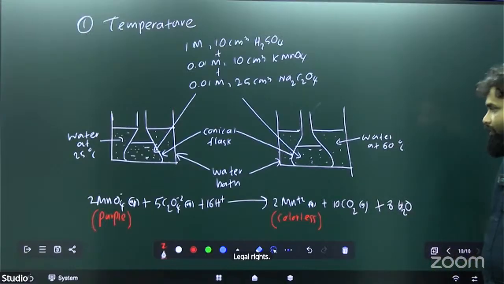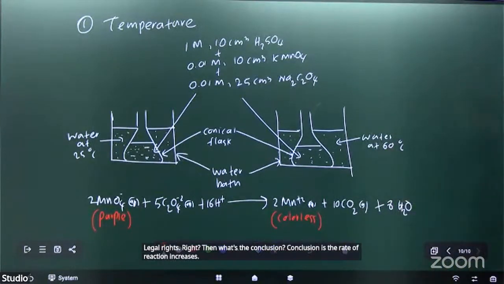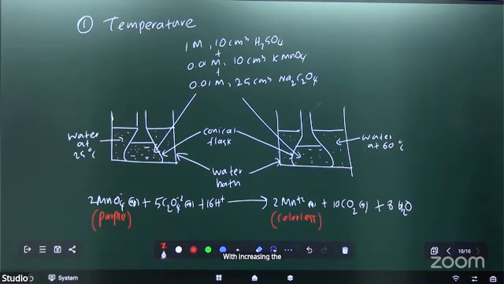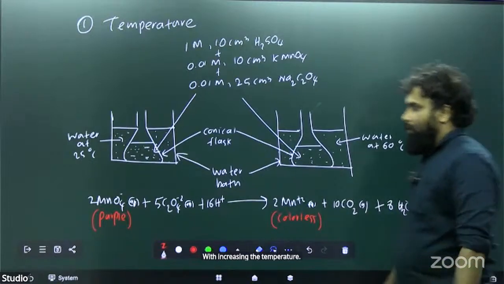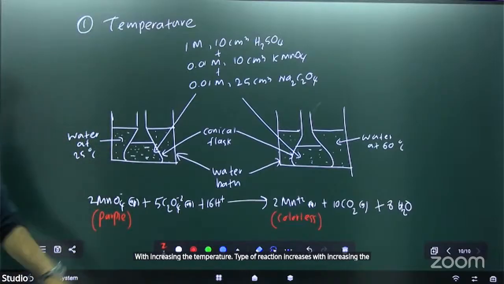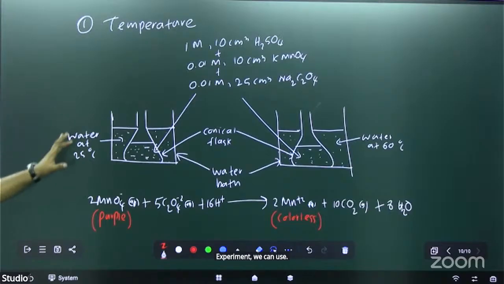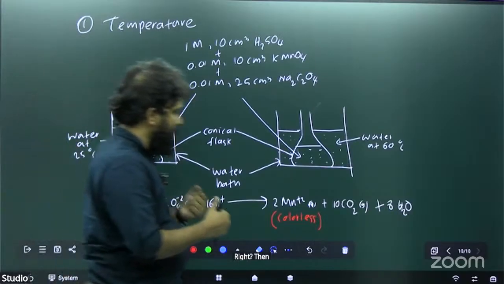Right? Then what's the conclusion? Conclusion is the rate of reaction increases with increasing the temperature. Right? Rate of reaction increases with increasing the temperature. That is the conclusion. This is an experiment we can use to demonstrate the temperature effect. Right? Then the most important thing, explanation.